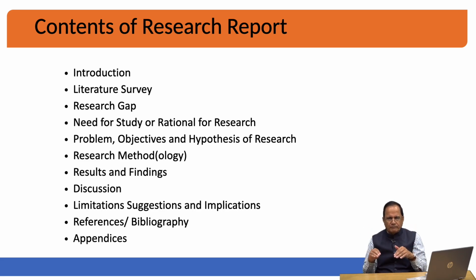In the case of a research paper, 100 or 150 words are sufficient to write the abstract, whereas in the case of a dissertation, research report or research thesis, the abstract can be a maximum of 300 to 500 words. So, you will write the abstract, and after writing it you will go for the limitations and suggestions.